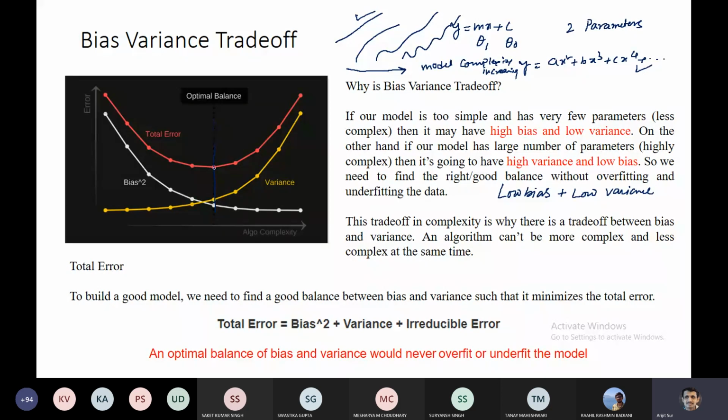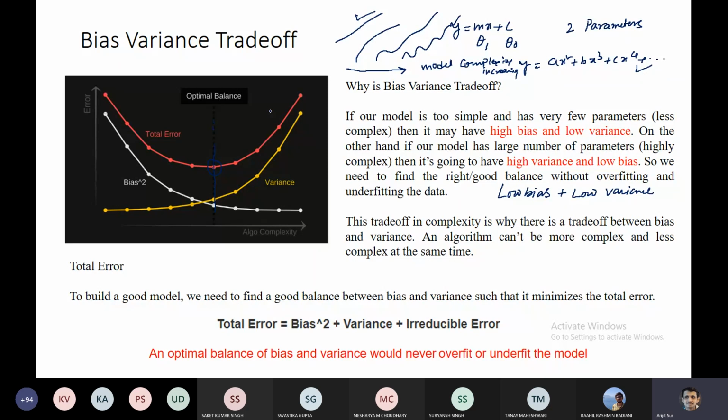So the total error is minimum here, and then it starts. Up to this point, the model complexity is getting higher and higher, and the error is less. If it becomes more complex, overfitting starts. So that is the basic optimal balance point, you can say.